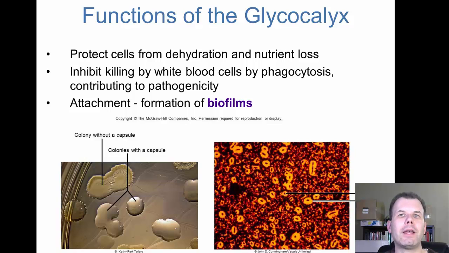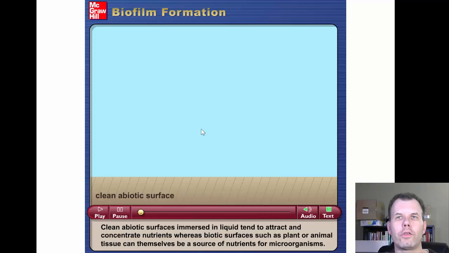And again, the biggest thing the glycocalyx does is attachment, allows it to stick to things. And I talked to you about that, the sticking to your teeth. We call those mucousy films biofilms. And again, I'm going to show you a little video here in the next minute talking about how biofilms are formed. Okay. So let's look at biofilms.